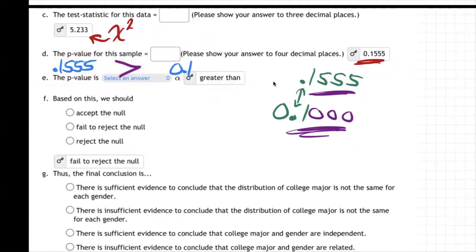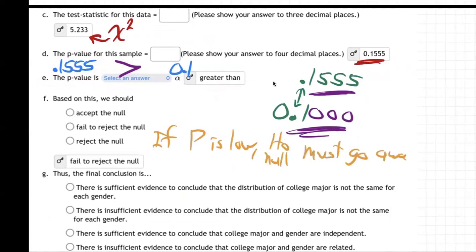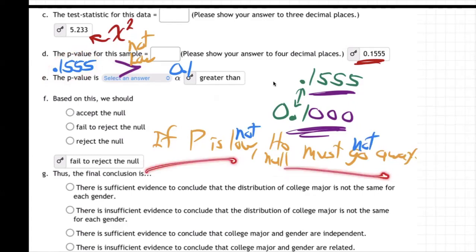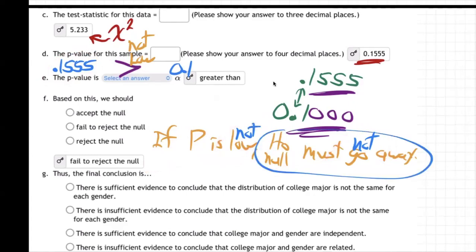So, all right, what does that mean about our conclusion? You know the saying, if the P is low, then the H0, the null, must go, meaning go away, right? If the P is low, the null must go. Is our p-value low? No, no, no. Our p-value is greater. Our p-value is not low. So if the P is not low, the H0 must not go away, right? If the P is not low, the null must not go away. So our conclusion is the null must not go.